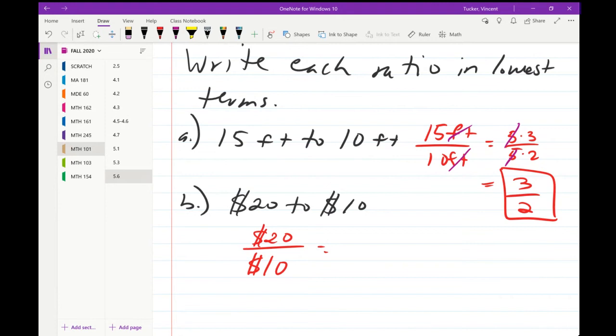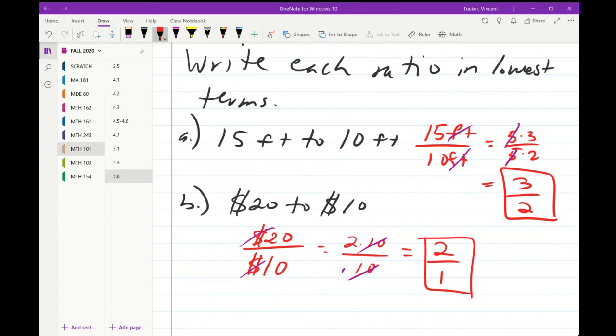All right. So the $20 to $10. 20 to 10 ratio. So the 10's cancel, leaving you with 1 in the denominator. So that's a 2 to 1 ratio. So since we're dealing with ratios, you would just keep that as a fraction.